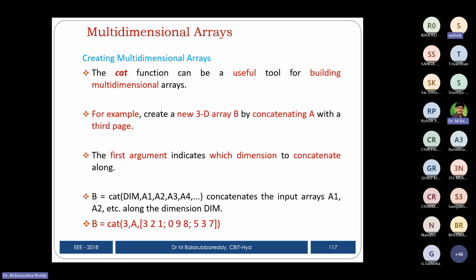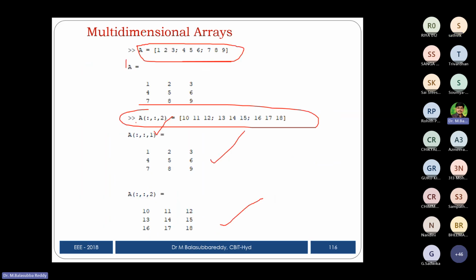Now we can see there is another inbuilt function, the cat function. The cat function can be a useful tool for building the multi-dimensional array. Like what we discussed here, that many rows and that many columns, second page, or you want to add a third page. So how to add the third page from this? Anybody know the syntax to write the third page? A of colon, comma, colon, comma, 3.